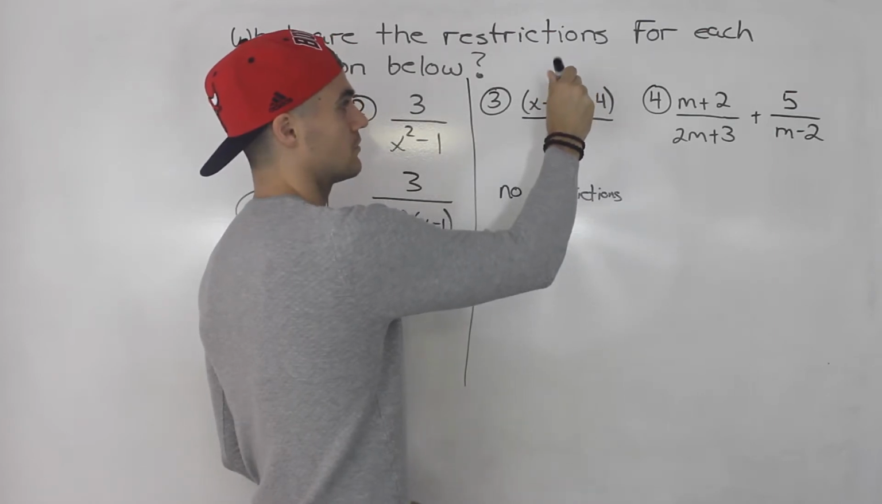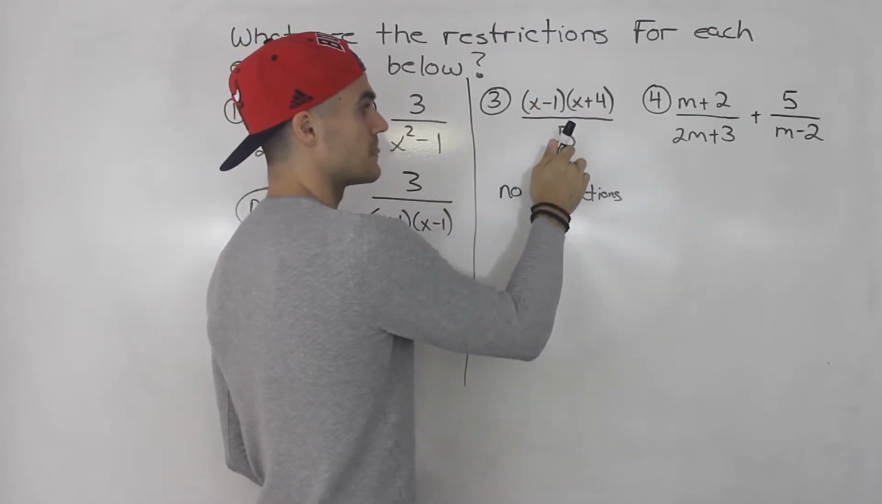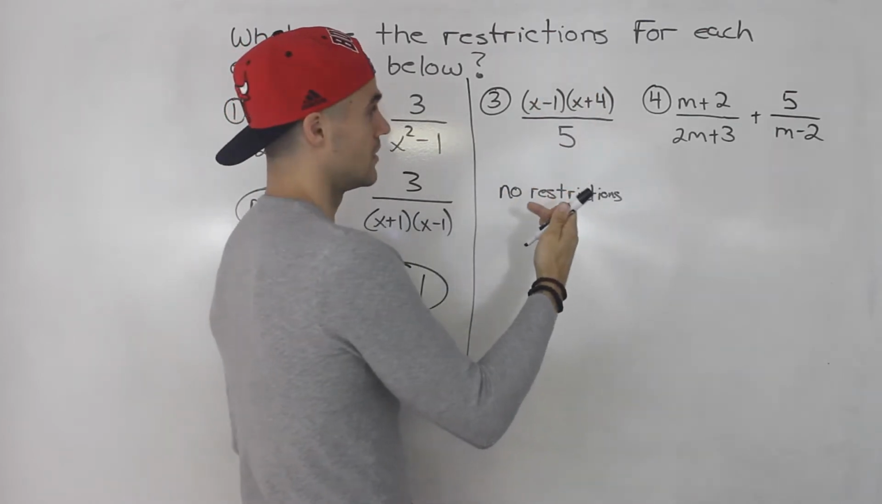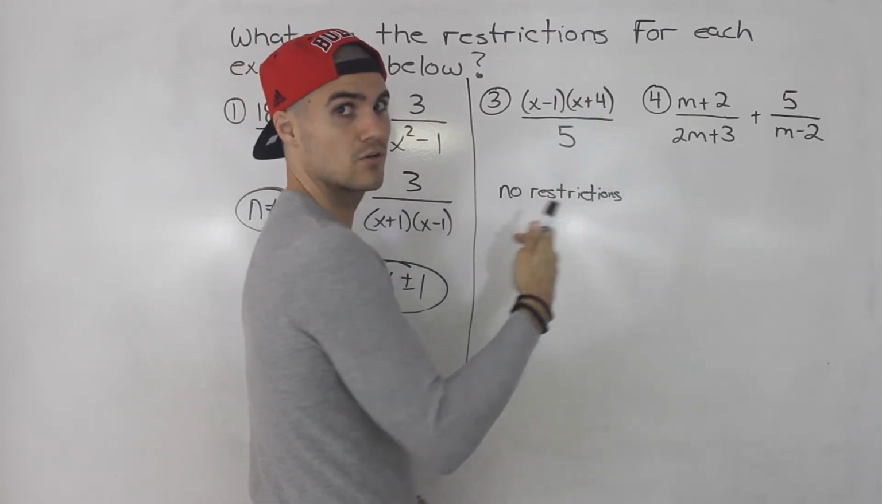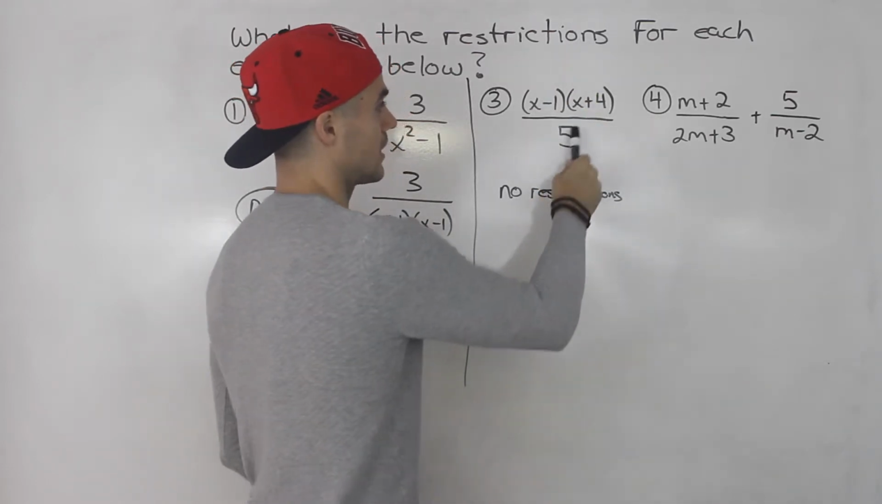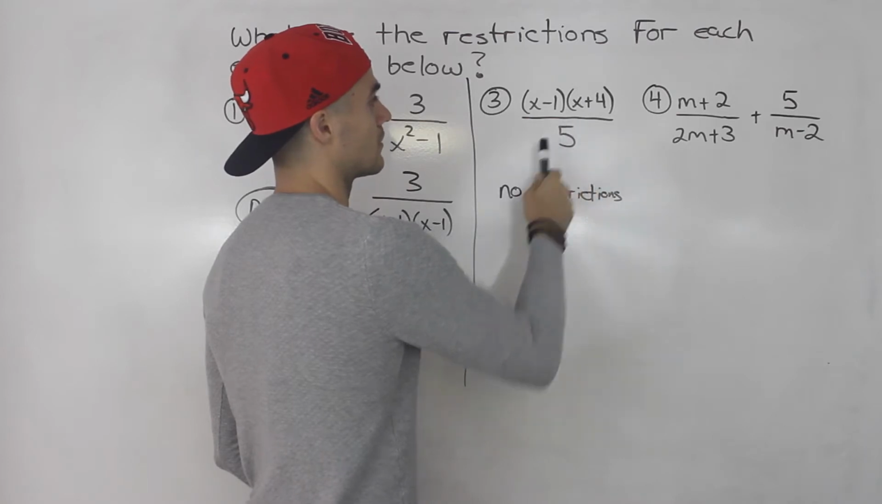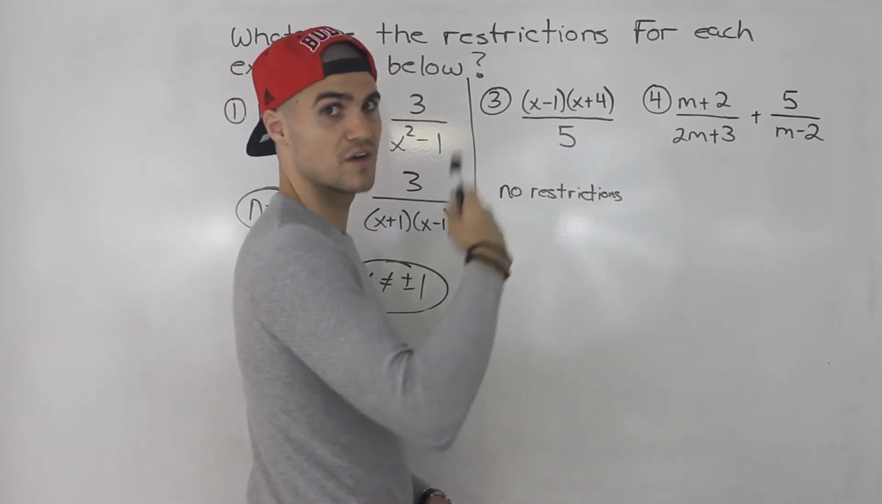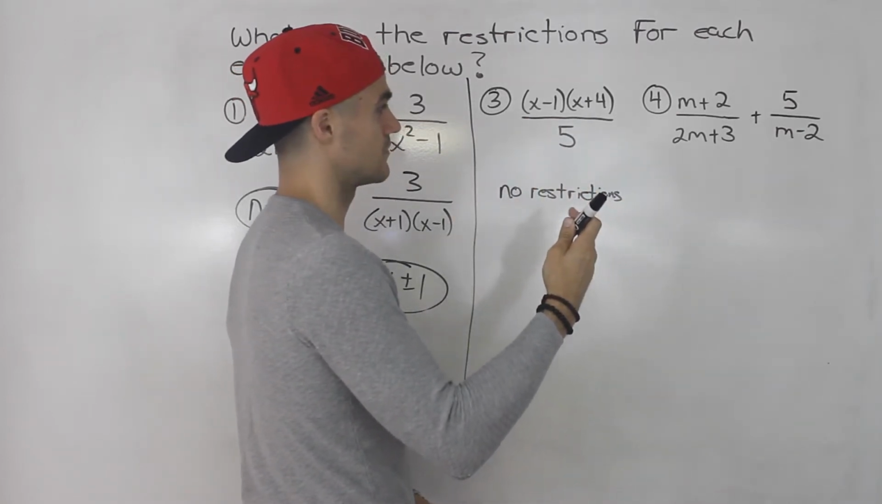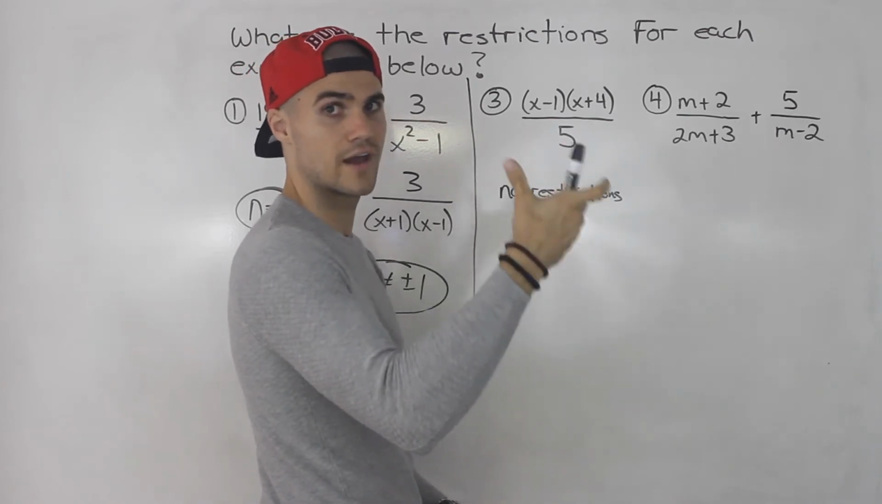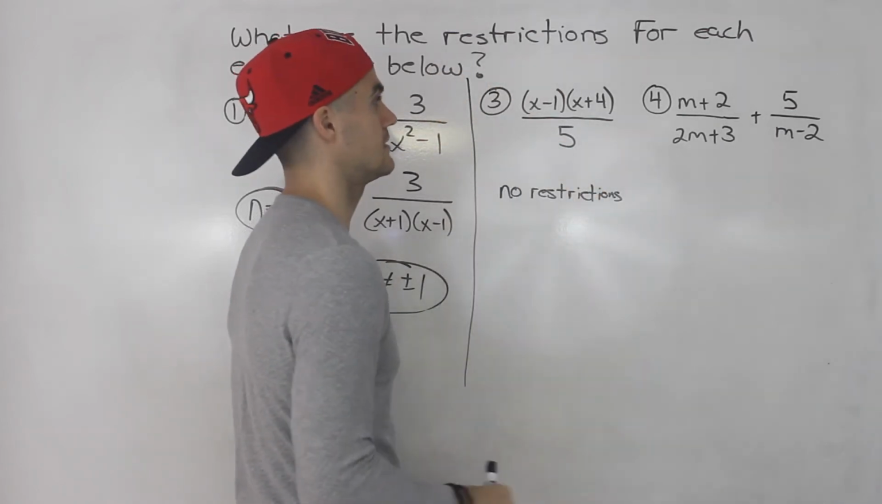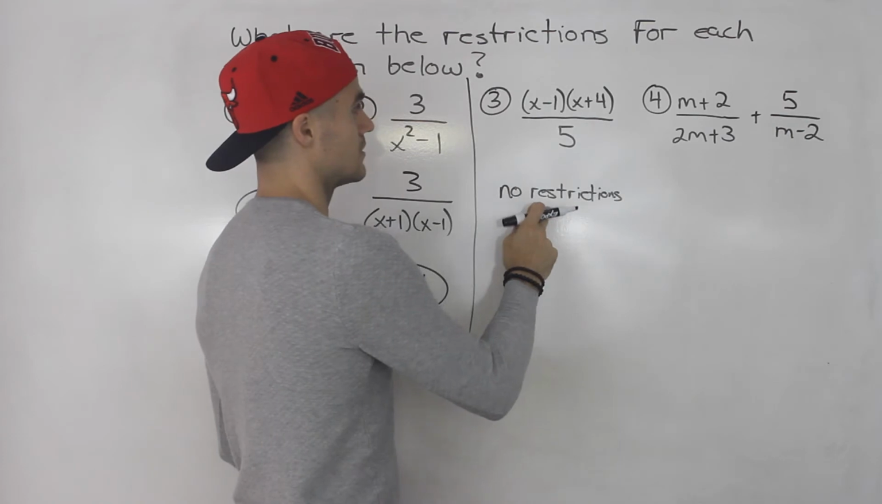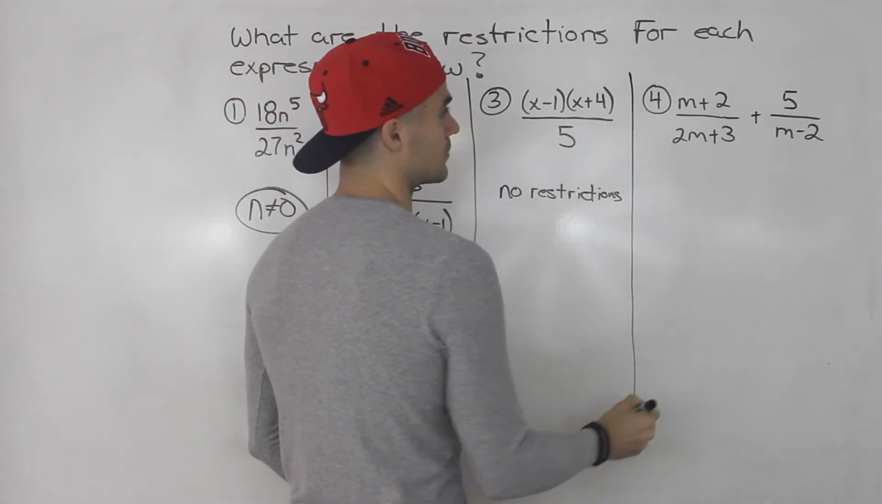The numerator could be 0, because 0 divided by 5 would give you 0. But if it was like 5 divided by 0, that would be undefined. So you only care when the denominator is equal to 0, unless you're dividing by a rational expression. Then for the rational expression you're dividing by, you got to look at the numerator and the denominator. So in number 3, there are no restrictions.